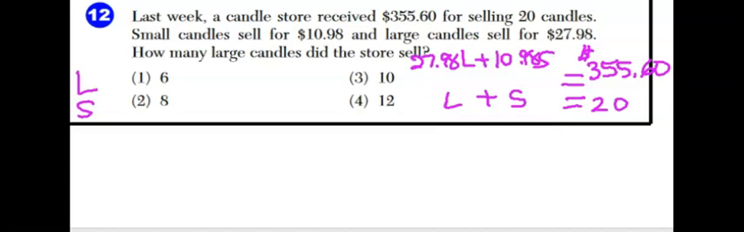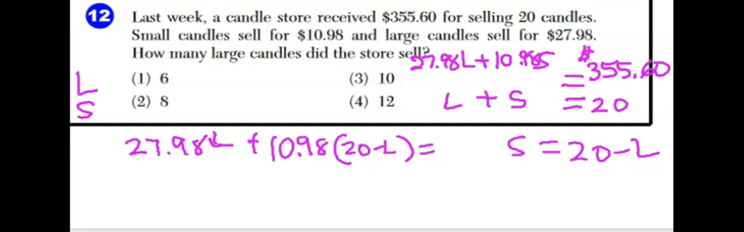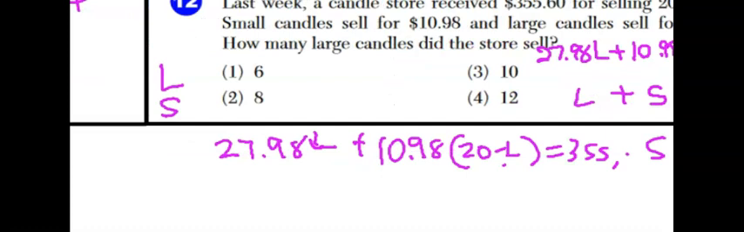So I'm going to isolate the letter S because I want to know how many large candles I sold. So I'm going to subtract L from both sides and get 20 minus L is what a small candle is equal to. So now for this sentence, 27.98 L plus 10.98 small, but instead of a small, I put 20 minus L. And all of that is equal to $355.60. I'm squishing it in over here.